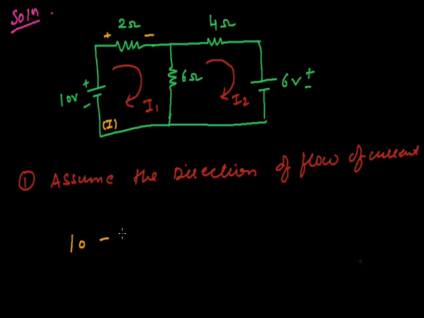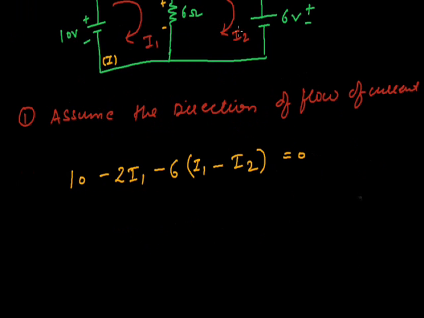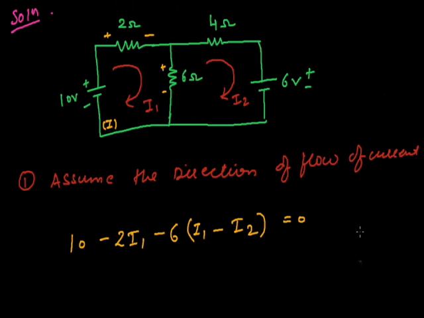So this can be written as 10 minus 2 I1, where I1 is the current, and then minus 6 I1, the current flowing through the 6 ohm resistance, and I2 is flowing in the second loop, and the 6 ohm resistance is common between the first loop and the second loop. So we can write, if we are considering the first loop, here current is more and I2 is less, and it is equal to 0. This is the equation for the first loop.